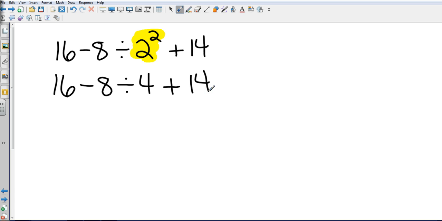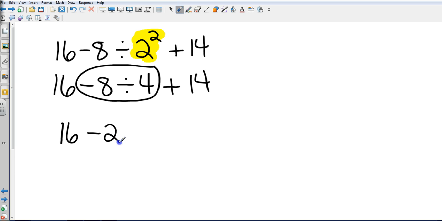So now we have subtraction, division, and addition. Obviously, we need to do the division first. So I'm going to take both numbers and the signs that are connected to them, I'm going to do that first. So I'm going to bring down my 16. Now, negative 8 divided by 4 is negative 2.